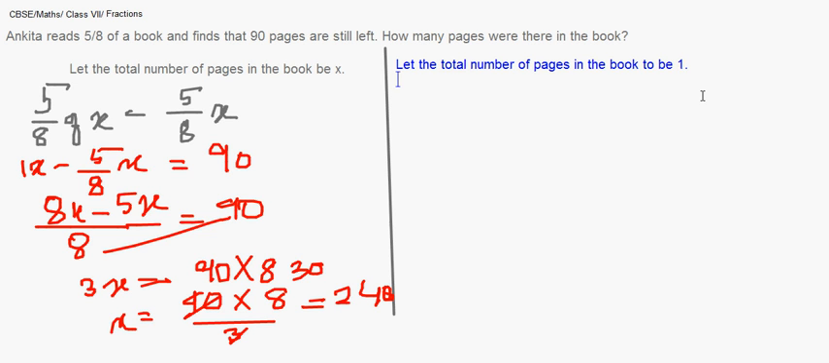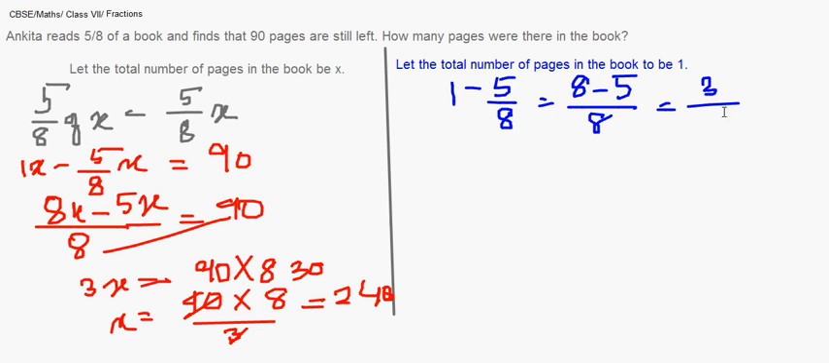If the total number of pages is 1, 5/8 Ankita has already read. So how many are left? Out of 1 she has read 5/8. So because 5/8 of 1 will remain as 5/8, and if you solve this, you'll be getting 8 minus 5 divided by 8, and that's giving me 3/8. So 3/8 of the book is still remaining, which is equivalent to 90 pages. We had taken the total number of pages to be 1. So what will be the one fraction total pages?